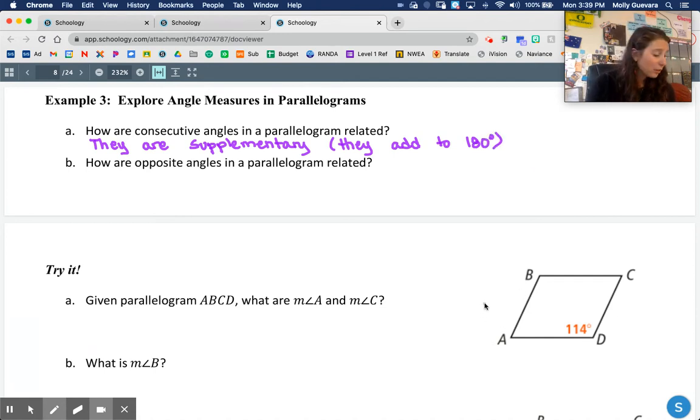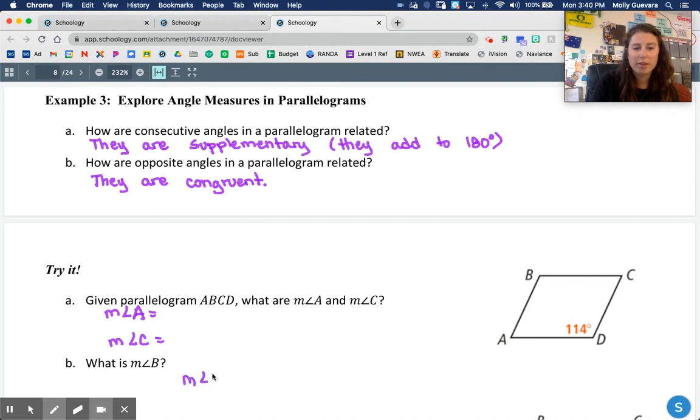Okay, and then the second question says, how are opposite angles? So angles across from each other, how are those related? And those are congruent. So opposite angles are congruent. So we're going to use that information on this try it. You guys are going to hit pause on the video and try it, and you're going to find out what is the measure of angle A and what is the measure of angle C in this parallelogram. Then lastly, you are going to find what is the measure of angle B. Okay, so go ahead and hit pause on the video, and when you're ready to review it, hit play.